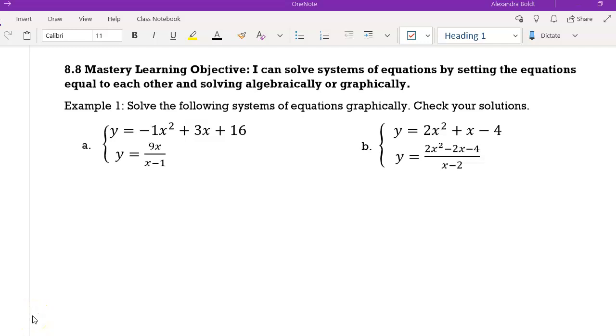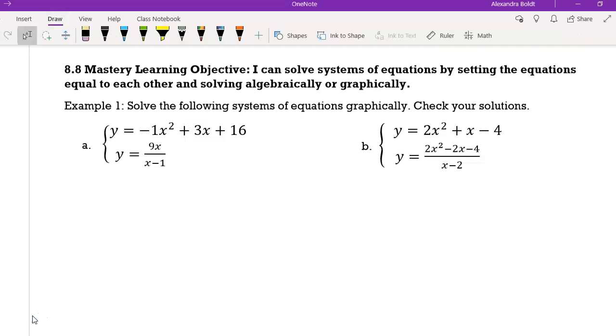Alright guys, this is actually our last notes for KC8. We are looking at solving systems of equations by setting the equations equal to each other and solving algebraically or graphically. Okay. So this first one is solving these systems graphically.